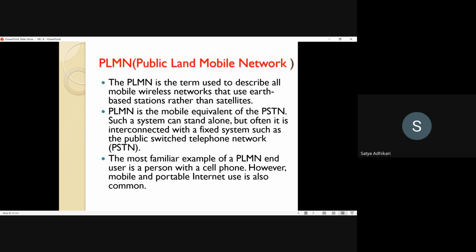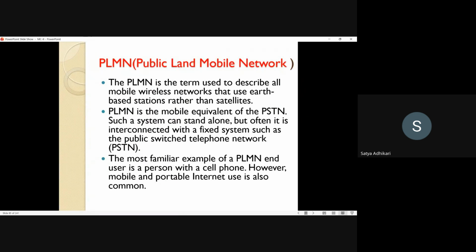PLMN, Public Land Mobile Network. The PLMN is the term used to describe all mobile wireless networks that use earth-based stations rather than satellites. So that is why it is public land mobile network. That is, no satellite is used. They are using land-based stations.